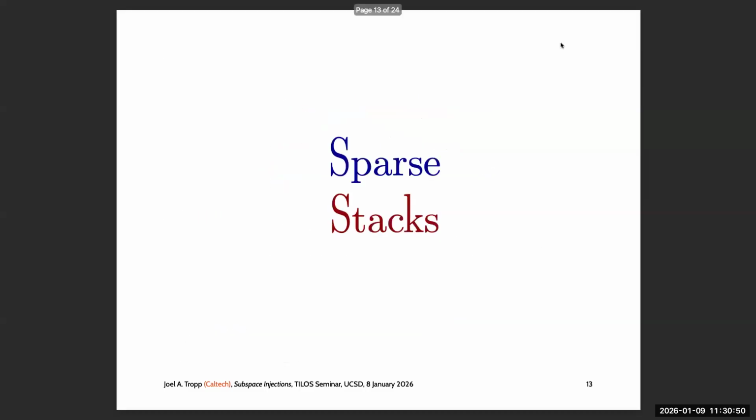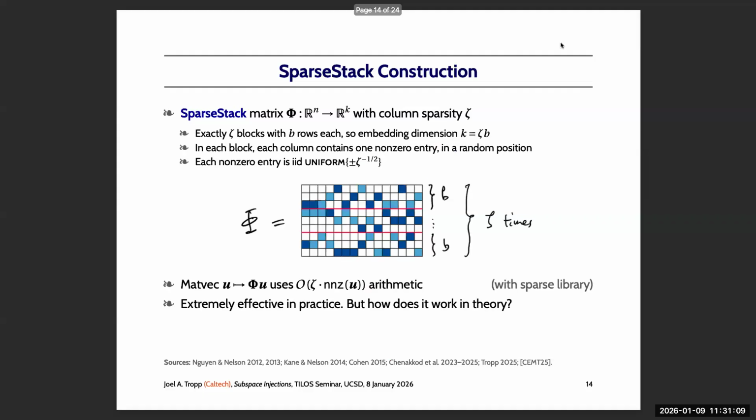Good. So let's talk about what this means for sparse dimension reduction, which was the place that we started. We were interested in faster methods for dimension reduction for linear algebra, and we argued that the sparse random matrices were very effective for this, but we didn't understand why.